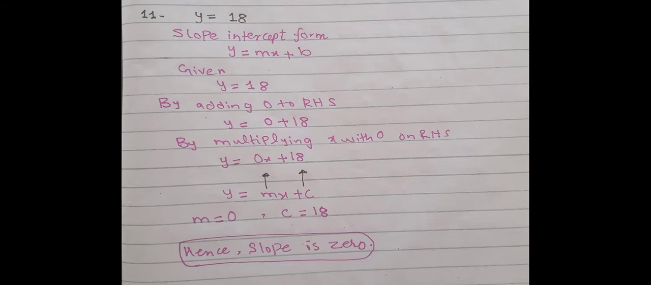And y equals mx plus c. We can compare both equations and get the value of the slope, which is m equals 0. So the slope of this line is 0.